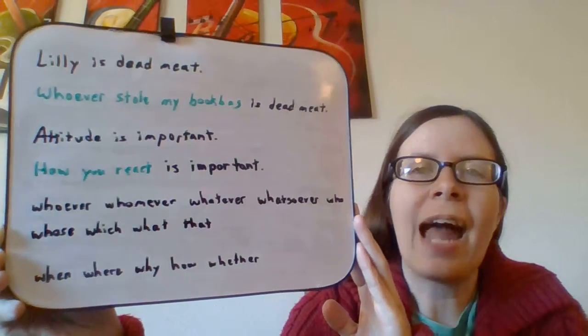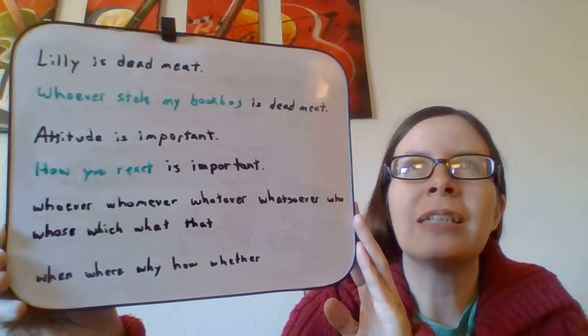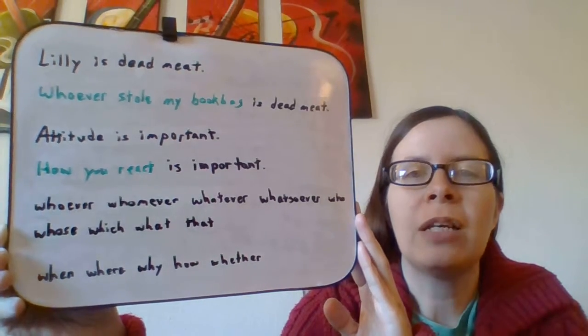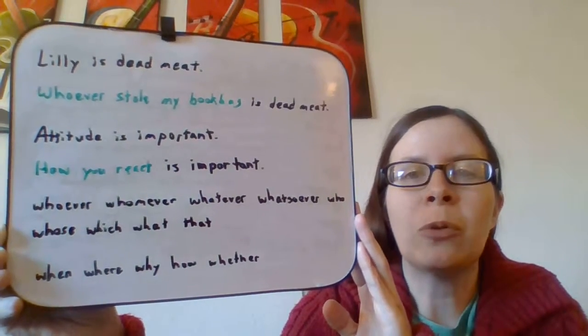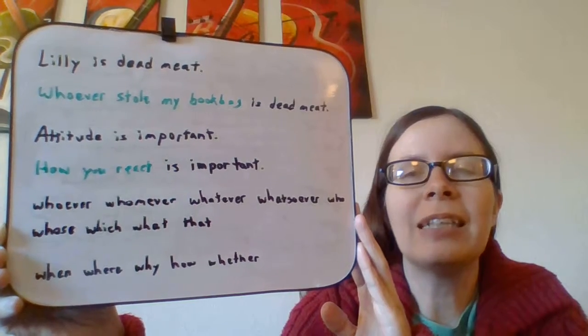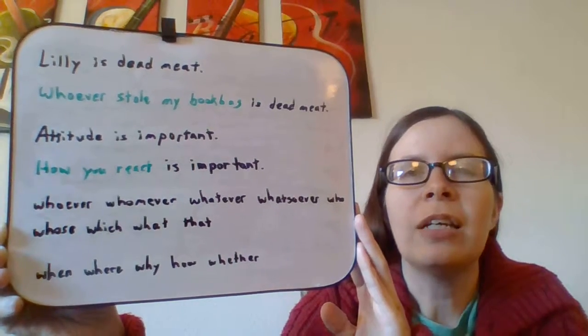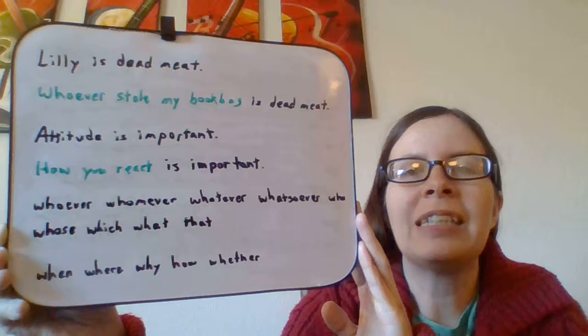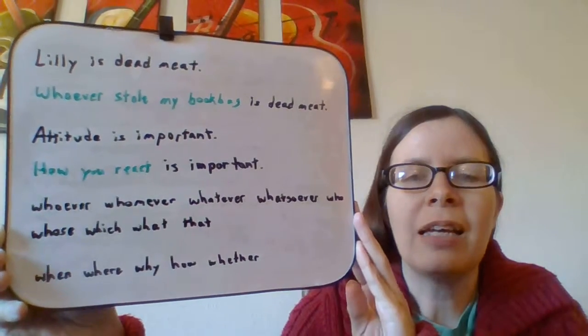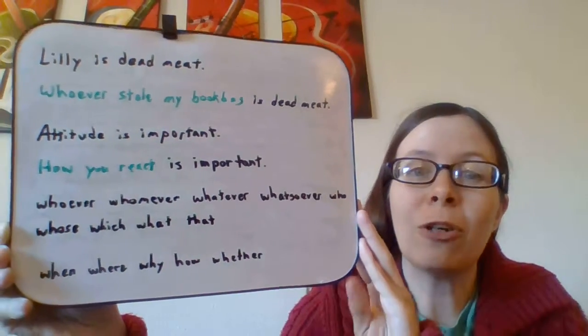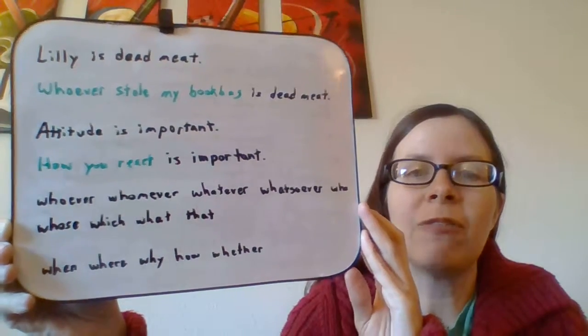How about the next one? Attitude is important. Well, what if we wanted to include more than just attitude? How you react is important. So that how you react is a clause. It has a clause starter. It has a subject and a verb, but it stands in for the noun, okay? And then the very next word is the verb, okay? So the subject and then the verb.